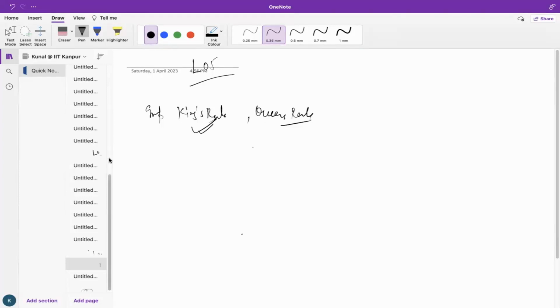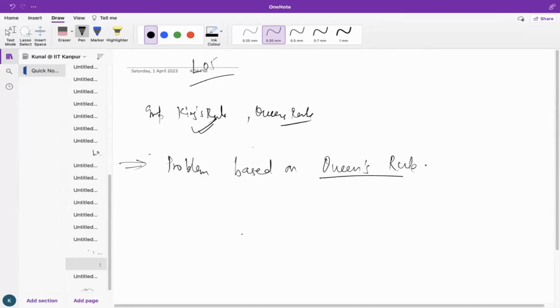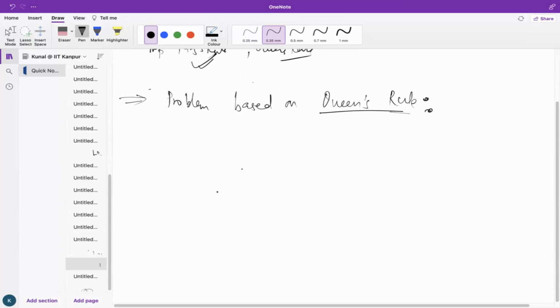So let me take the first question of today. Let's begin with the question based on Queen's rule. Let me give you the heading: we are doing problems based on Queen's rule. In yesterday's lecture, we already learned how to implement the King's rule, and in today's we learn how to implement the Queen's rule and some more properties. So let's begin with the first problem of the day, based on implementation of Queen's rule.